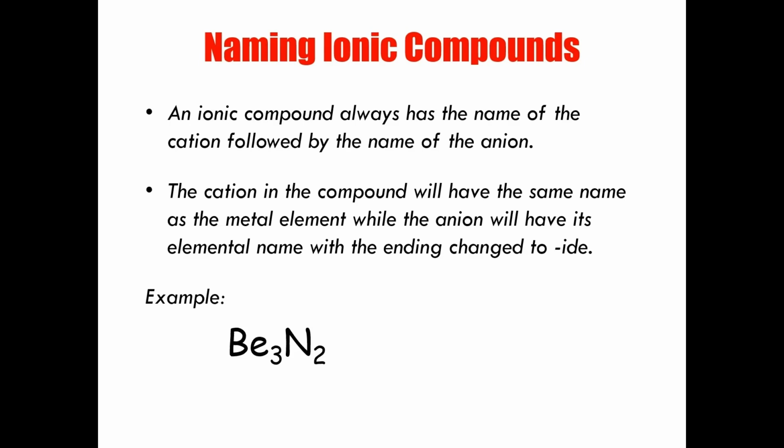The example I have here is the chemical formula Be3N2. Now we know Be stands for the element beryllium. We know that N stands for the element nitrogen. Now because beryllium is a metal, it will definitely be the cation in this compound. So that's written first. And nitrogen being the anion will take the ending "ide." And so put together, the chemical name is beryllium nitride.